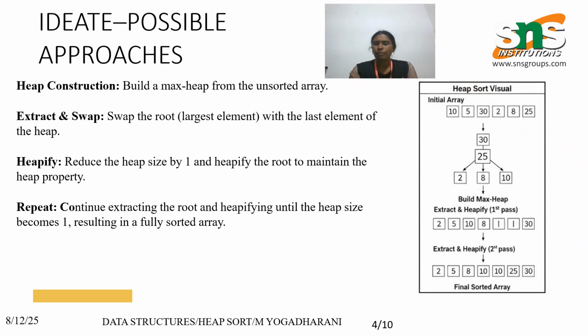Then heapify. Heapify is nothing but to the root maintain the heap property, that is either max heap or min heap. While constructing a max heap, all parent nodes must contain the larger element than its child node, and repeat until the sorted array gets shorter. So see here initially 10, 5, likewise build the heap order property here, building max heap, and extract here this, and second pass it gets shorter and final output here.